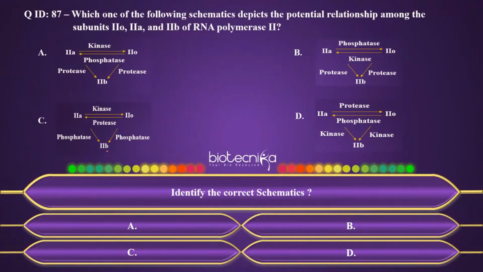Now coming to the next question, question ID 87 in shift 1, which says: which one of the following schematics depicts the potential relationship among the subunits 2O, 2A and 2B of RNA polymerase 2? So identify the correct schematic. Which of the schematic diagrams is the correct one? Anybody attempted this question?